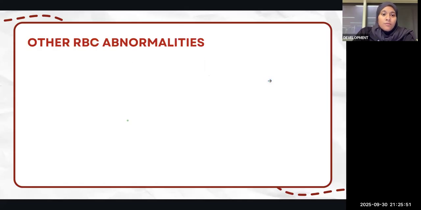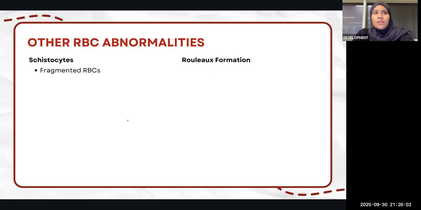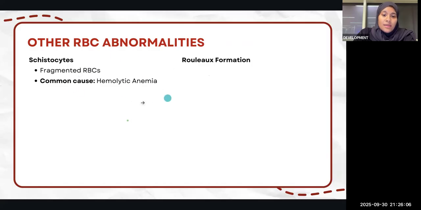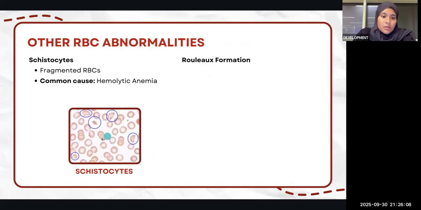So other things that you can have that can go wrong, you have schistocytes and rouleau formation. What is a schistocyte? A schistocyte is basically a fragmented RBC. And the common cause would be hemolytic anemia. This is how it looks like. So you see the RBC here, sometimes it gets cut into fragments over here.